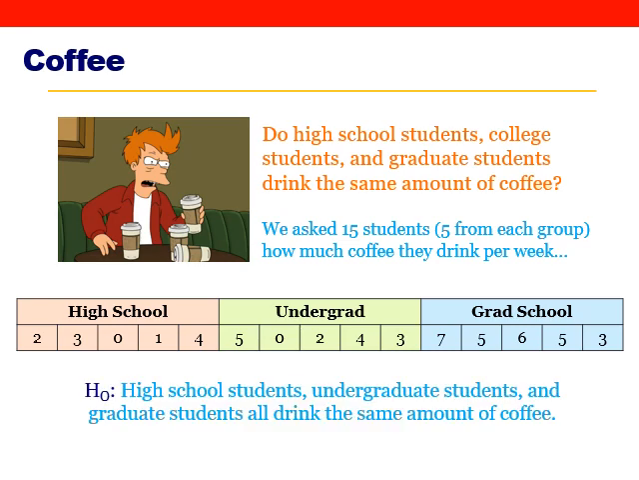Our null hypothesis is that none of these groups are different from each other, or in this case, that high school students, undergrad students, and grad students all drink the same amount of coffee. None of the groups are different in terms of how much coffee they drink.